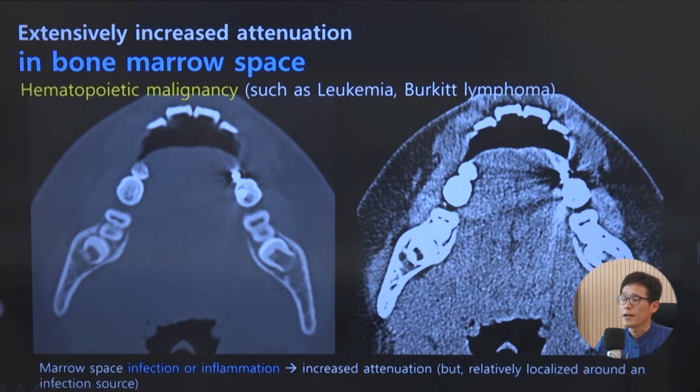So, extensively increased attenuation in bone marrow space indicates hematopoietic malignancy such as leukemia and Burkitt lymphoma. So, we did a critical value report to the surgeon in charge. Of course, marrow space infection or inflammation can also show increased attenuation, but it's relatively localized around an infection source. That's the differential point from hematopoietic malignancy.